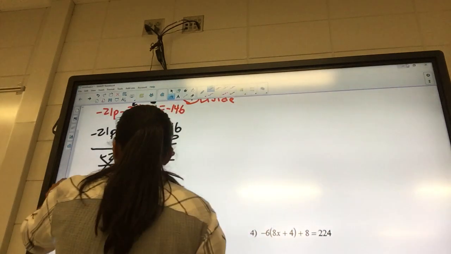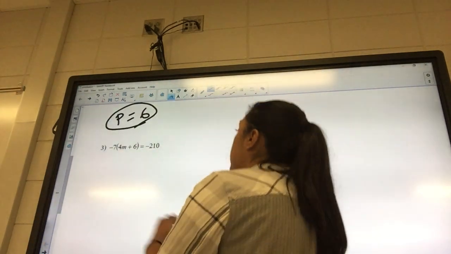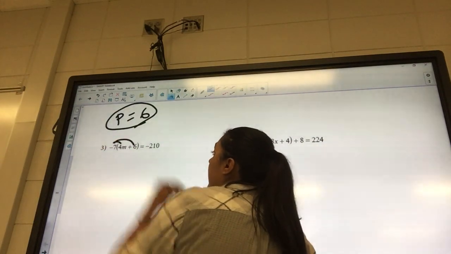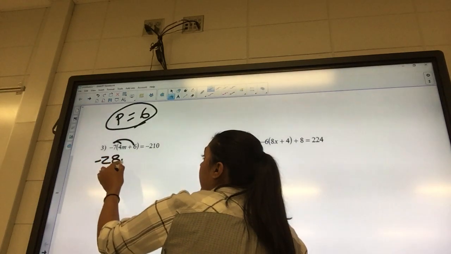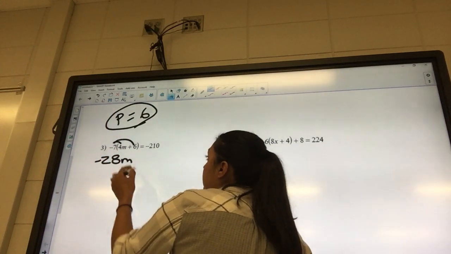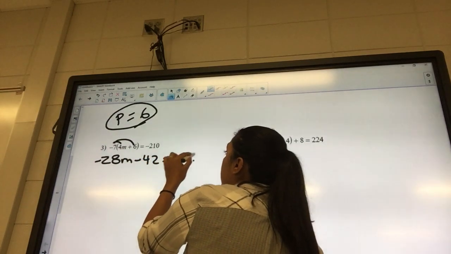The next one, we'll do number 3. So my first step is going to be to distribute. Negative 7 times 4 is going to be negative 28m. Negative 7 times negative 6 is going to be minus 42 equals negative 210.